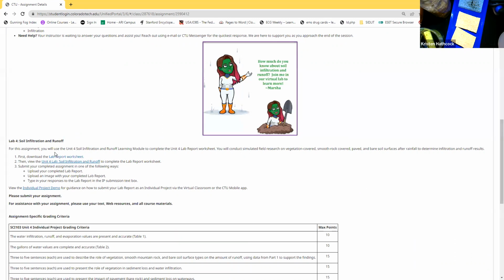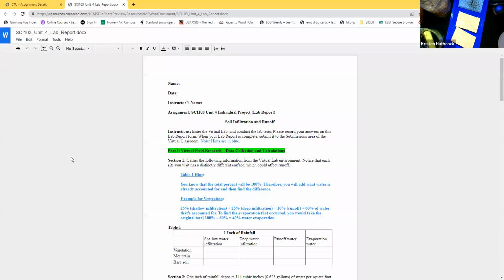And like I said, if you can't download this particular one, I did email you both a text copy and an attachment as a Word attachment rather than a Google Docs. So this is basically your lab report, and you are going to be going to different lakes. You're also going to be looking at different environments, and how well the water is infiltrating these particular environments: vegetation, mountain, or soil.